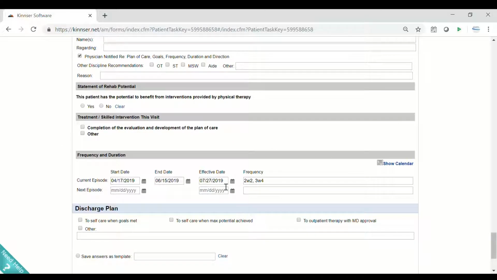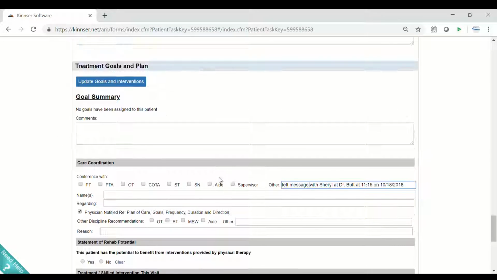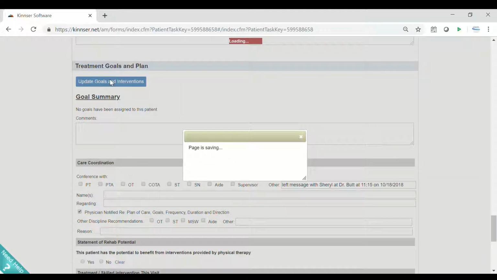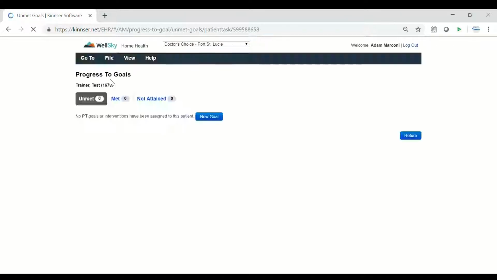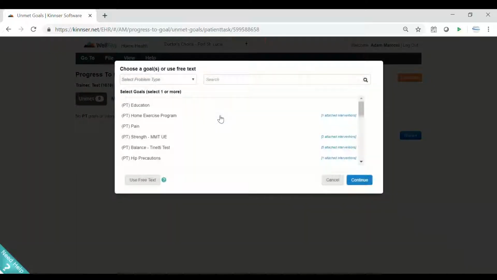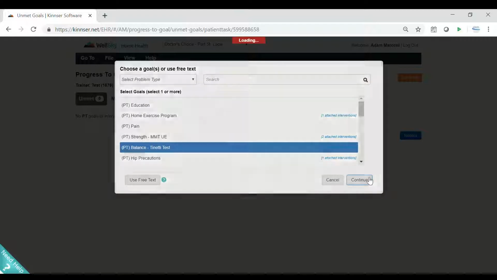So here you have your frequency, duration, your effective date. We already know in this case it's a physical therapy note, but your interventions, or the treatments in the case of this system, will be put in when you create your goals. And I'm not going to spend time on the goals there, but we're just going to pick one real quick so we can show you.